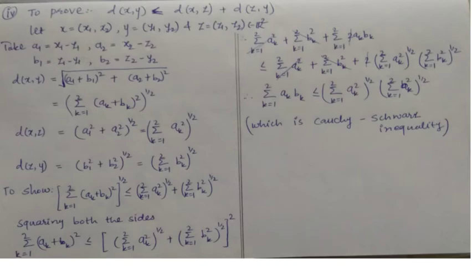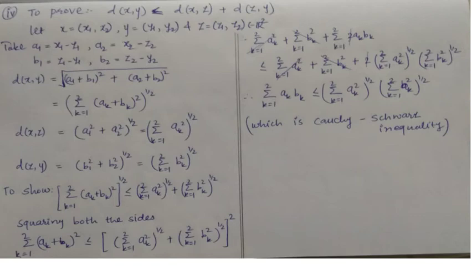that is to prove d of xy is less than or equal to dxz plus dzy. So for that we require 3 points in R2. So I let x is equal to (x1, x2), y is equal to (y1, y2), and z is equal to (z1, z2) belonging to R2.